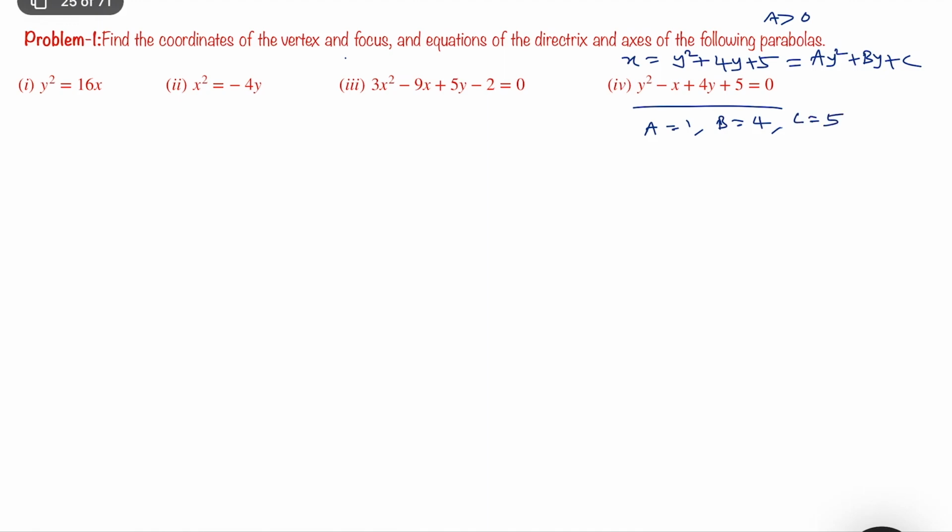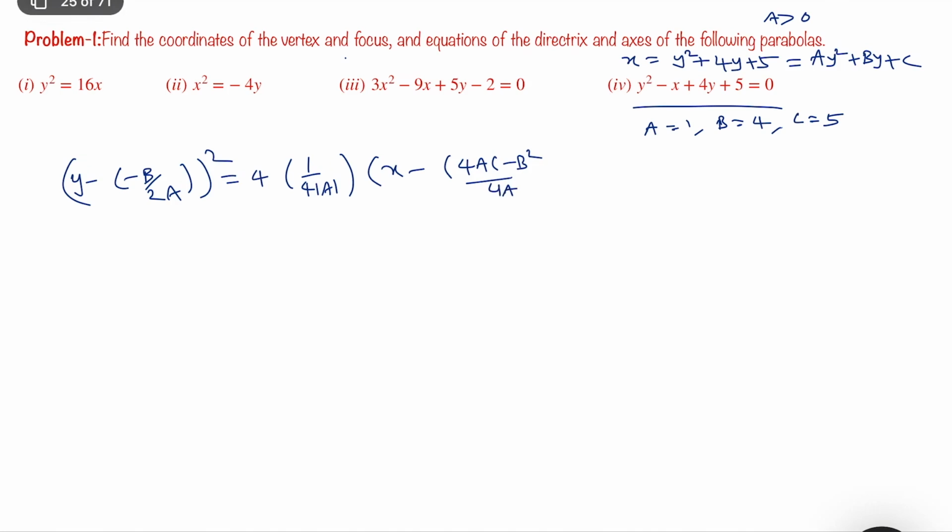In the last video, I showed you that this x equal to ay square plus by plus c can be expressed like this: y minus of minus b by 2a, whole square, equal to 4 times 1 by 4 mod a, times x minus of 4ac minus b square by 4a.